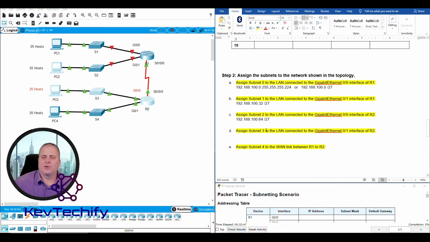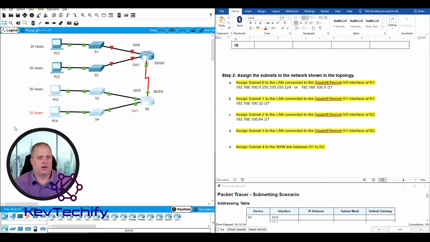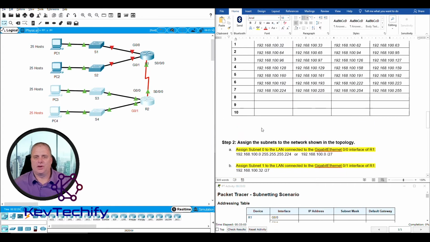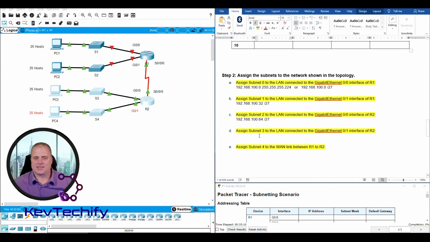Assign subnet 3, the fourth subnet, to the LAN connected to gigabit Ethernet 01 on R2. That would be this network right here, the one with PC4 and switch 4 in there. That gets subnet 3, our fourth network, 192.168.100.96. And once again, same subnet mask, /27.